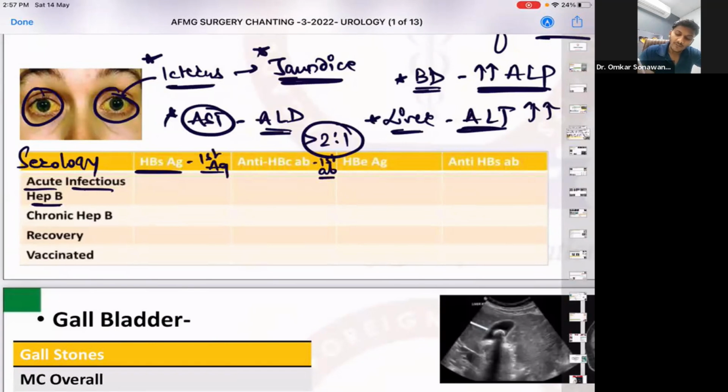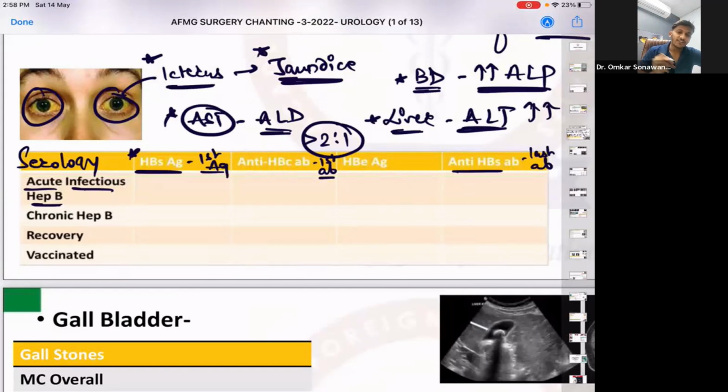Yaad rakhna. Important. Whereas the last antibody to appear is the anti-HBS antibody. If they ask you which is the epidemiological marker of hepatitis B, the answer is HBS antigen. It is also called the Australian antigen.